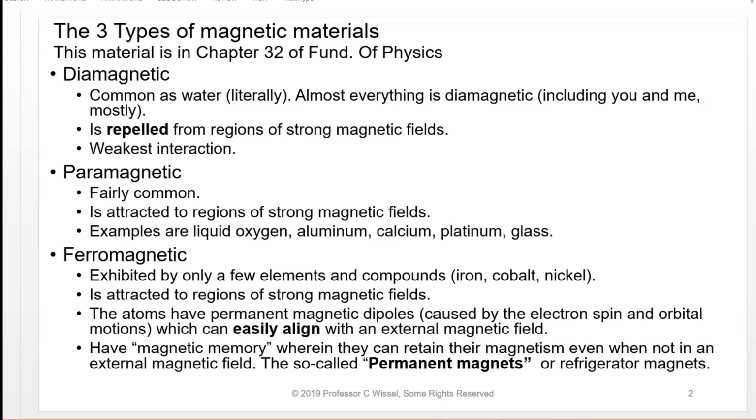The atoms in these materials have permanent magnetic dipoles that are caused by electron spin and orbital motions, which can easily align with an external magnetic field. And therefore, they have a magnetic memory wherein they can retain their magnetism even when they're not in an external magnetic field. These are the so-called permanent magnets, or what we call refrigerator magnets.